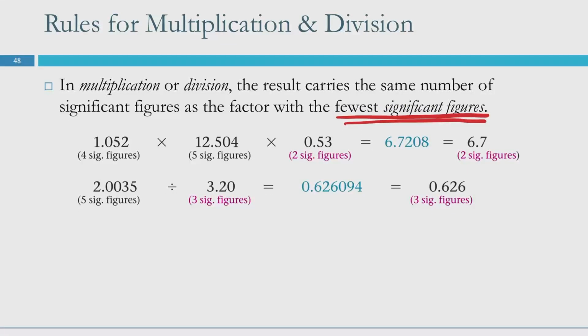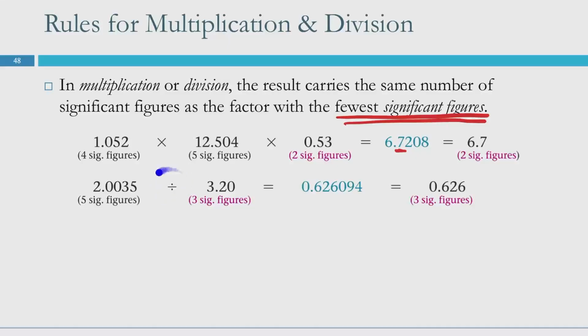So we've got a couple examples here. Our first example, we've got 3 numbers that we're multiplying. Our first number has 4 significant figures. Our second one has 5 significant figures. And our third one only has 2 significant figures. This leading 0 is not significant. When we plug this into our calculator, we should get out 6.7208. And we're going to cut that off at the second significant figure. So then our final answer matches the same number of significant figures as our factor that had the fewest.